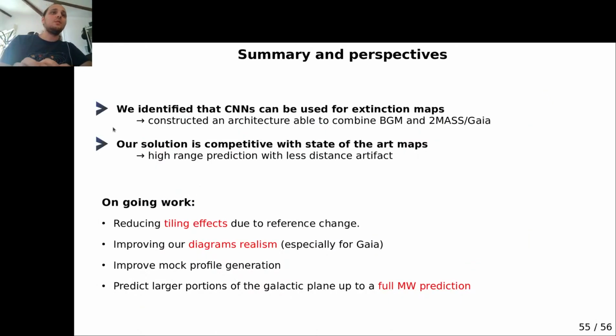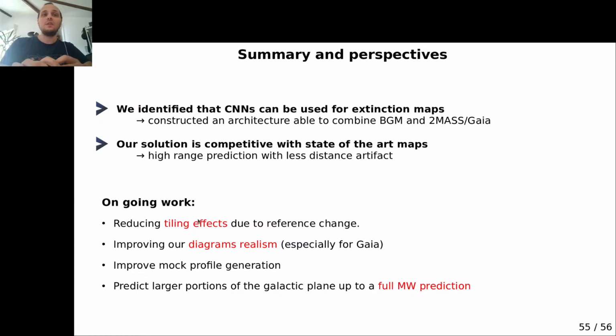So in summary, for this second part, we identified that CNNs can be used to reconstruct extinction maps and especially they can be used to combine the Besançon galaxy model with 2MASS and Gaia data, and that our solution, at least in the case of 2MASS data, is very competitive with other state-of-the-art maps. Mainly, we fall in the class of maps with high range prediction with less distance artifacts than other maps.